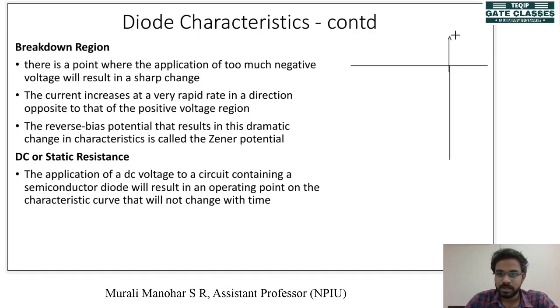This is diode current and diode voltage. So when we apply negative voltage to the diode, there is no current flowing, but actually when we apply negative voltage, there will be some current flowing, and that current will be due to minority charge carriers.